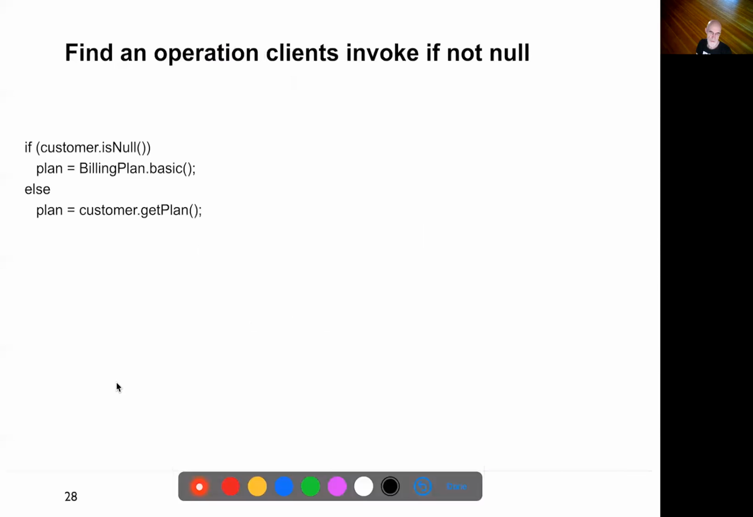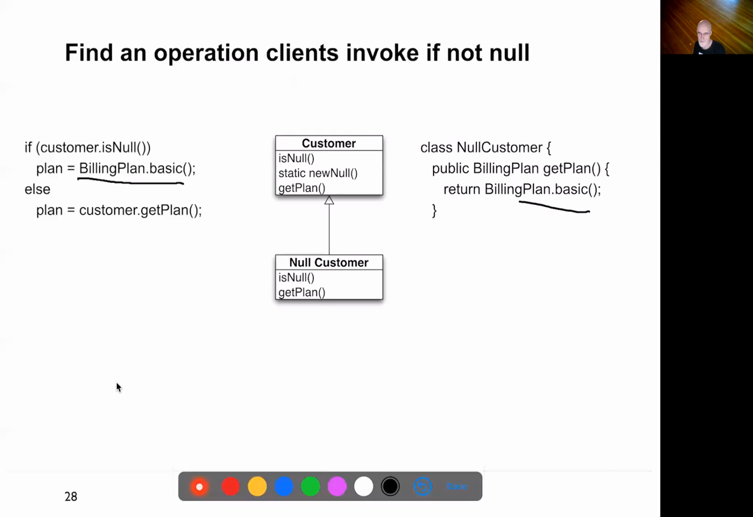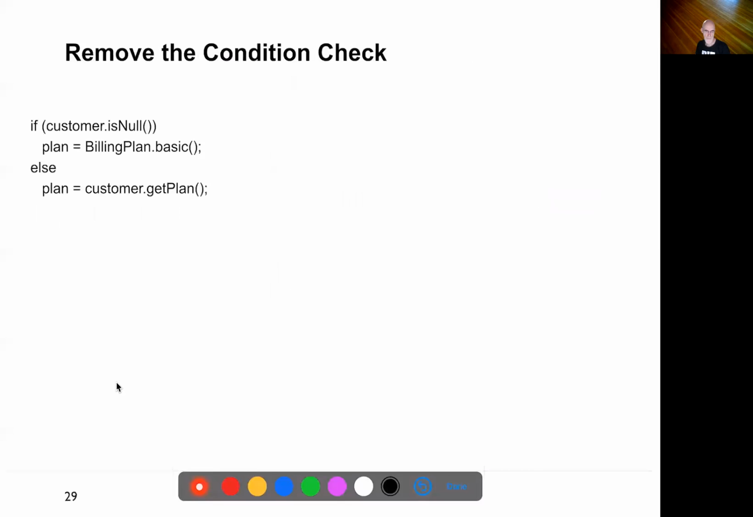Find an operation in the is null test part. We can then add a get plan method in the customer object and the object pattern, right? And the null customer just returns the basic plan, which we're doing over in a null check. And now we can get rid of that check and compile and test it again.